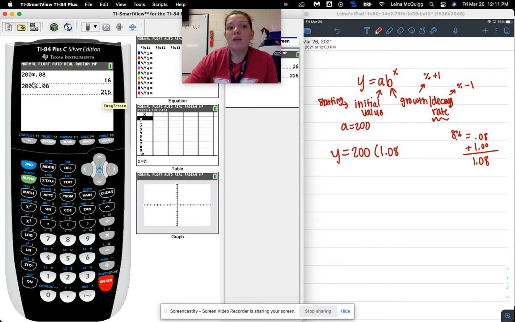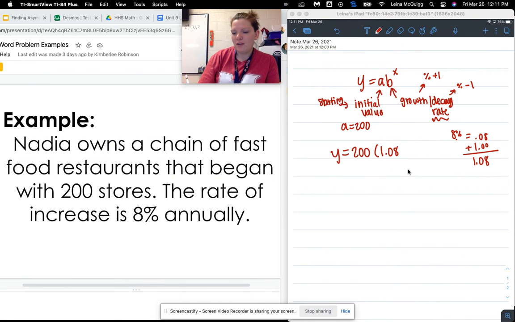So it's taking the original 200 that I started with and adding that 8% to it, okay? So it's 216, and that's what we want. We're not going to go from 200 stores down to 16 stores if we're increasing, right? We're going to go from 200 to 216, all right? So my equation is going to look like 1.08 to the power of x. This is my first example here.